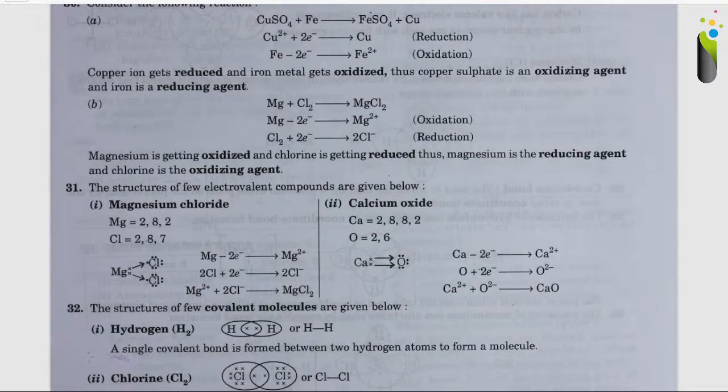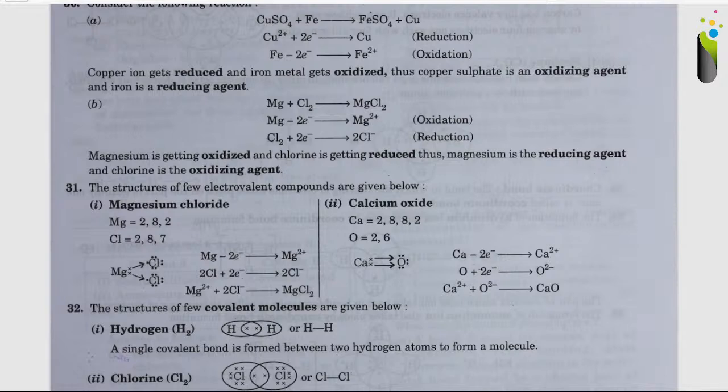Coming to the next example, Mg plus Cl2 gives you MgCl2. Now, Mg donates 2 electrons and becomes Mg2+, whereas chlorine accepts 2 electrons and becomes 2Cl-. Magnesium is getting oxidized and chlorine is getting reduced. Thus, magnesium is the reducing agent and chlorine is the oxidizing agent.